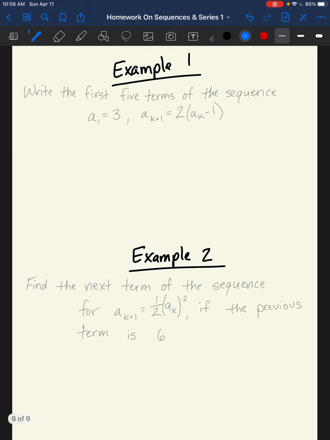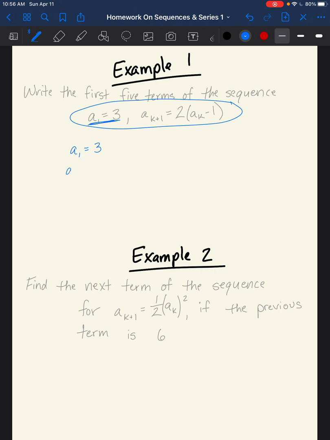So my first example here says write the first 5 terms of the sequence when our definition is given like this. Now notice, in this case, we have to have something to start with, okay? Because in order to follow the recursive definition, I have to have a previous term. I have to have some place to start. Now in this case, it tells me what the first term is. The first term, a sub 1, is 3.